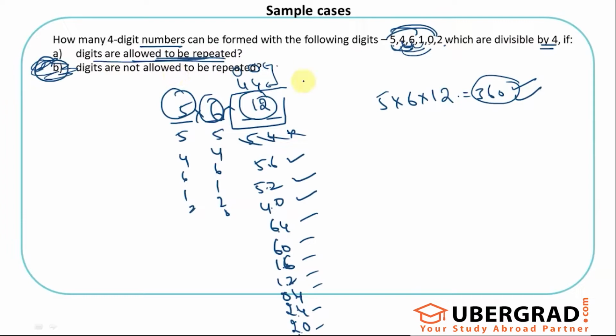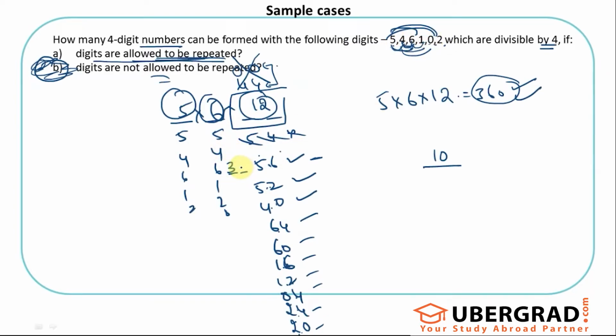If the digits are not allowed to be repeated, I cannot count these 2 cases. There are only 10 cases in this, like 56, 52, 40 and so on. So in the case of 56, I'm talking about these 2 blanks, 5 and 6 sit in the 3rd and 4th places. What are the options I have for these 2? I cannot use 0, right? Leaving 0, I can use everything else. If it's 5, 6, what are the options for the first blank? I cannot use 5, I cannot use 6, I cannot use 0 because the digits are not allowed to be repeated. So I have 4, 1 and 2, 3 options.